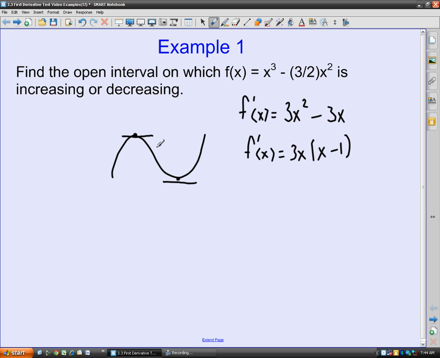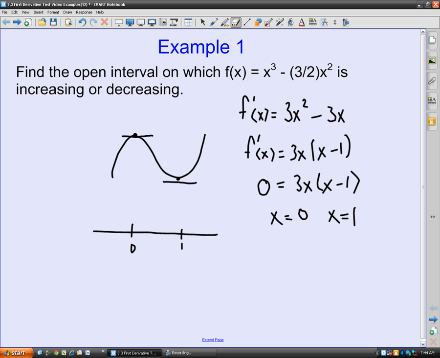Now, how do we find these points? That's where the horizontal tangent is, where the slope is 0. So we set the derivative equal to 0, and that means x will equal 0 and x will equal 1. Now we're going to do a quick test. I'm going to draw a number line, put 0 and 1 on it, and these are my intervals: negative infinity to 0, 0 to 1, and 1 to infinity.